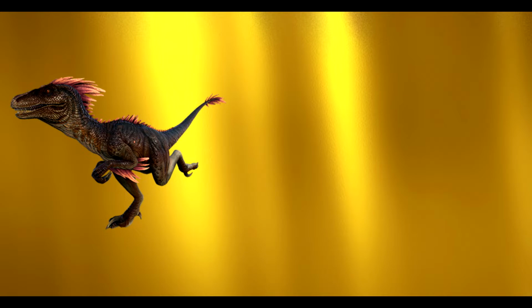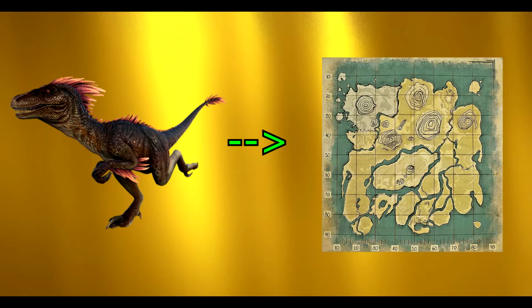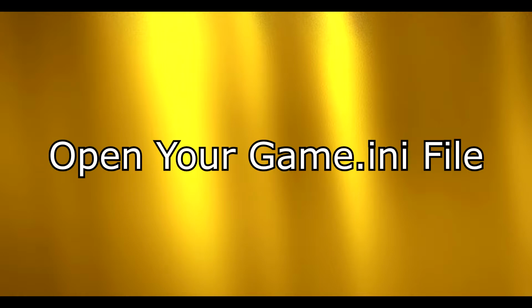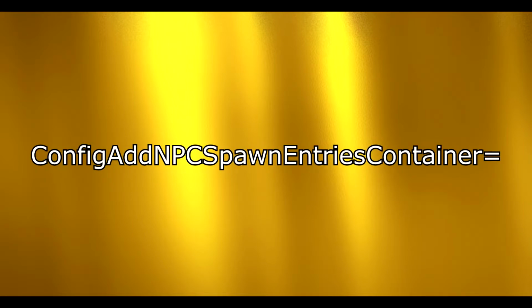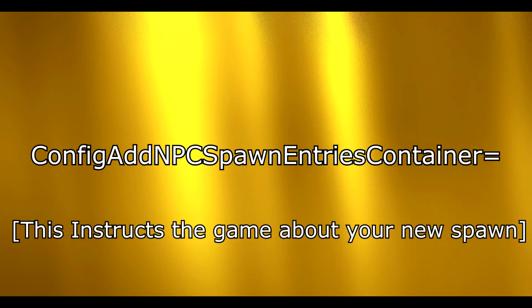For this example, we'll be attempting to spawn Utah Raptor on the beaches of the island. First, you're going to want to open up your game.ini file, scroll down to the bottom, and type out the following line of code. ConfigAddNPCSpawnEntriesContainer equals. This first part of the line of code is pretty self-explanatory. It is simply telling your game you wish to add a new spawn to your game.